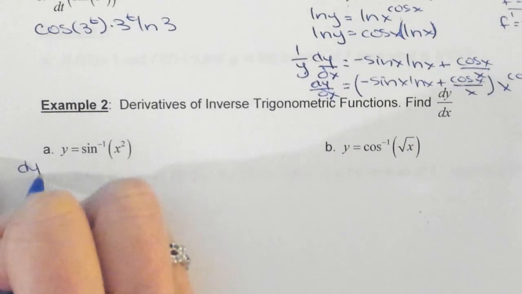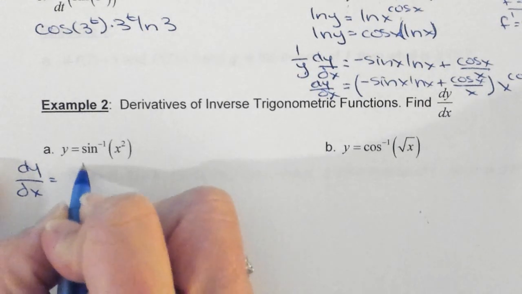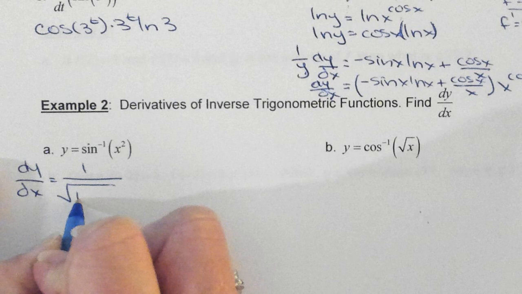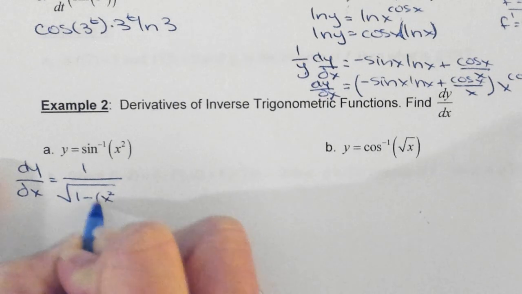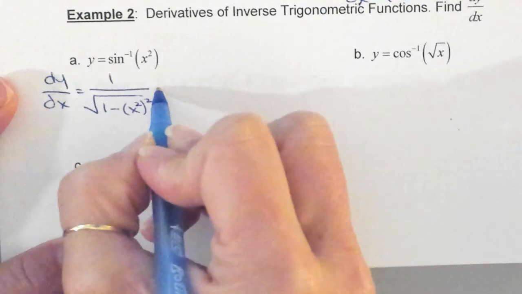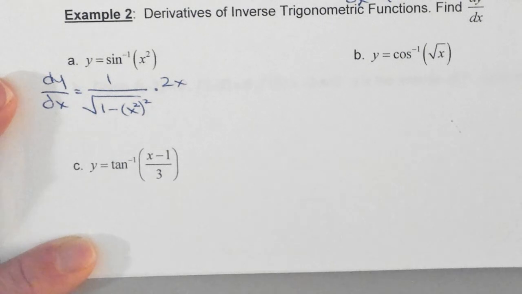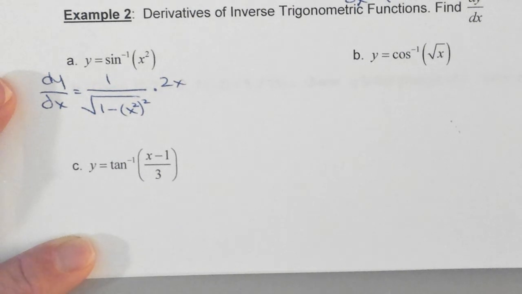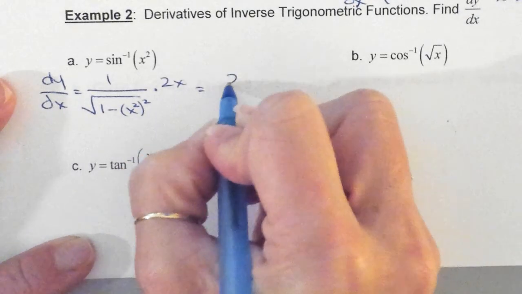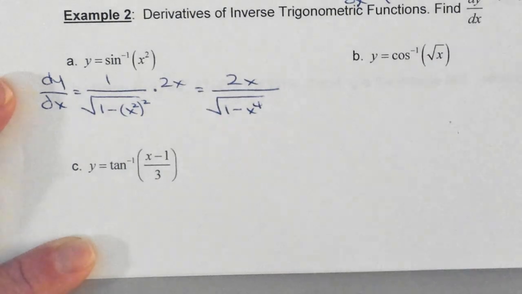So dy/dx is equal to, all I'm doing right now is using the rule. So here we've got 1 over the square root of 1 minus x squared squared, which I know you can do in your head, I'm just writing it down, times the derivative of x squared, which is 2x. So essentially, my derivative is finished, true? But I could make it look a little bit nicer. This is equal to 2x over the square root of 1 minus x to the 4th power, and you're done.